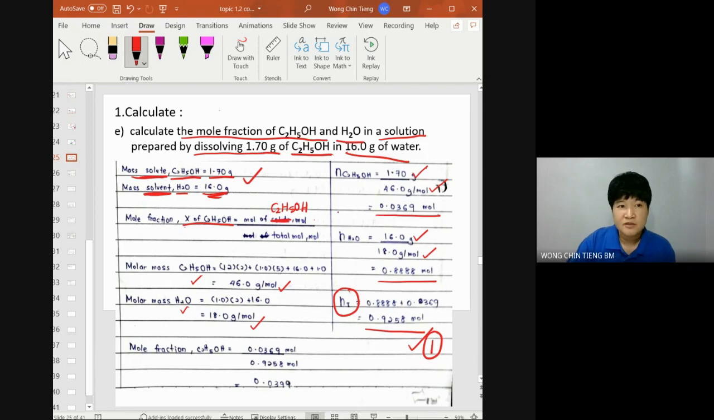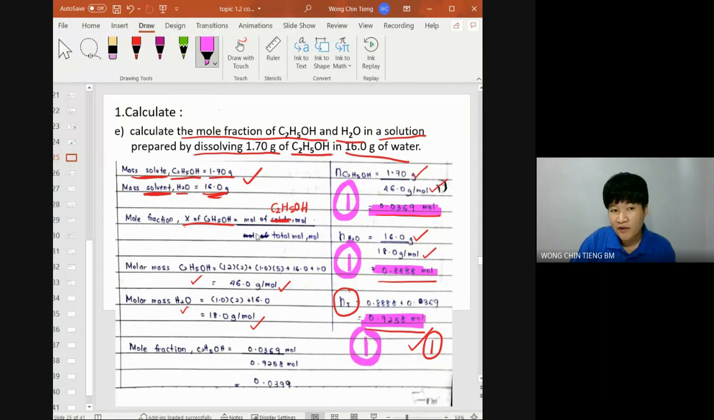Okay. So, tempat yang dapat markah. Number of mole. Number of mole water. Number of mole total. Mole fraction. Siapa yang kira ethanol dulu, mole fraction ethanol. Siapa yang kira mole fraction of water, mole fraction of water. Tapi satu formula ni je dapat markah. Sebab dua-dua formula yang sama. So, satu formula mole fraction je dapat markah. Substitute the value in that, you will have 0.0399 mole. Sorry, tak ada unit. 0.0399 mole fraction of ethanol.